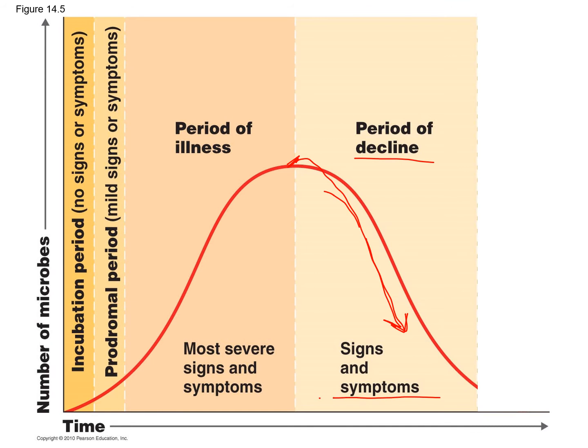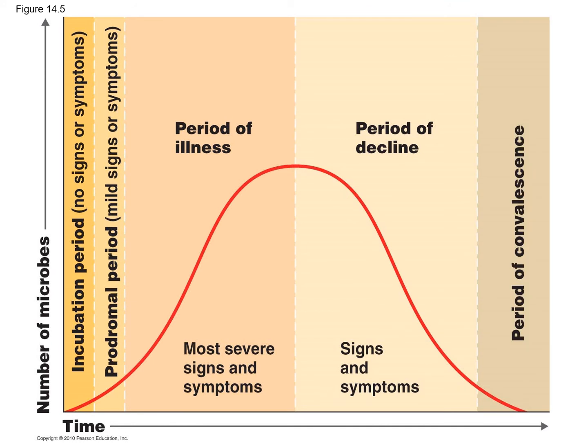The last period of disease is the period of convalescence, and this is the period where your body is recovering from the damage that was done during the period of illness. So during the period of illness, you had high numbers of microbes and they were causing all sorts of damage to your body, and it's during the period of convalescence where you are repairing that damage.